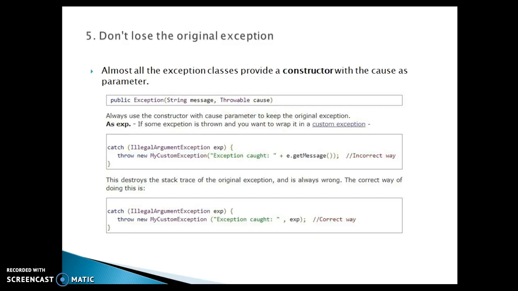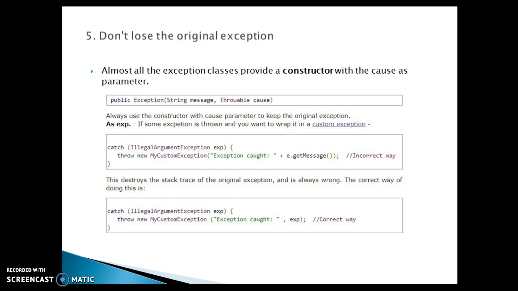If some exception is thrown and you want to wrap it in a custom exception, right, then this is useful. Now, here you can see you have a try catch block, and in the catch block you have an IllegalArgumentException, and here we are throwing MyCustomException saying that exception caught and e.getMessage(), right? This is a completely incorrect way to throw an exception, right? So, what is the correct way? What will happen here is that this will destroy the stack trace of the original exception, and it is always wrong.